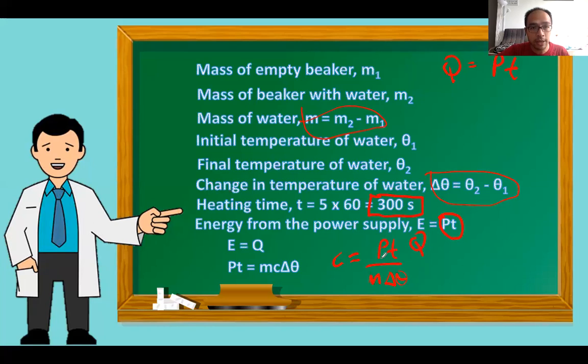P must be given to you because you need to know how much power is supplied by the electrical component. This one is not calculated. P is usually given to you. For example, let's say an iron. P refers to power, and the unit for power is watt. Kalau dia punya unit adalah unit watt. I'm not asking WHAT, tapi memang the unit for power is watt.